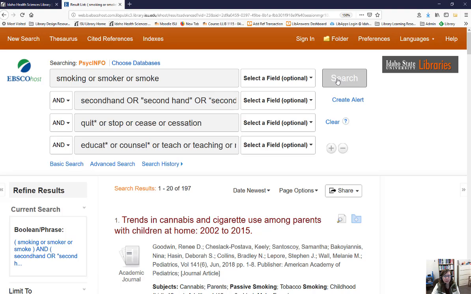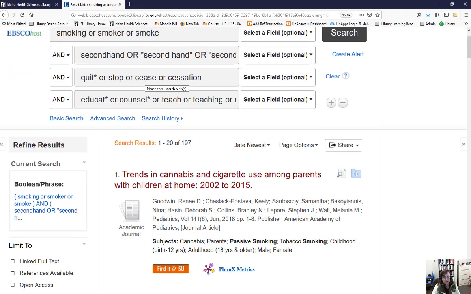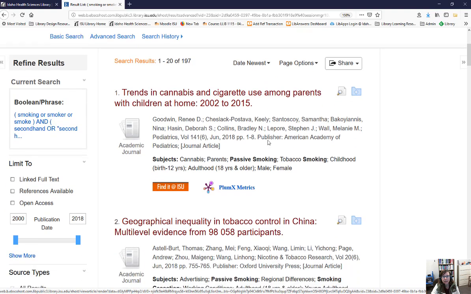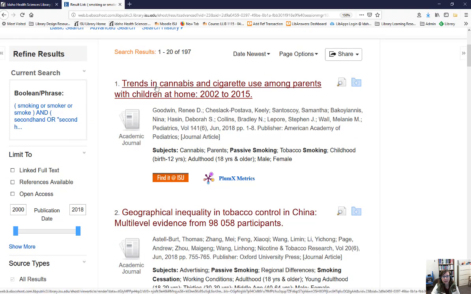Probably we won't get perfect results right at the top. That almost never happens in searching unless you're working with a really easy topic to search. So don't get discouraged. This is about cigarette use among parents with children, but I can see it's not exactly what we need. However, that doesn't mean it's not useful, because when you're looking at your search results, what you want to do is scan this area here.